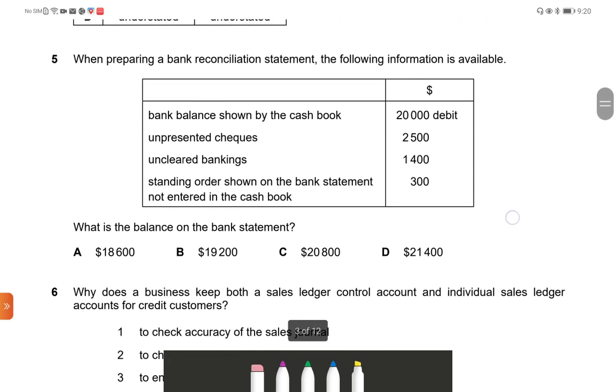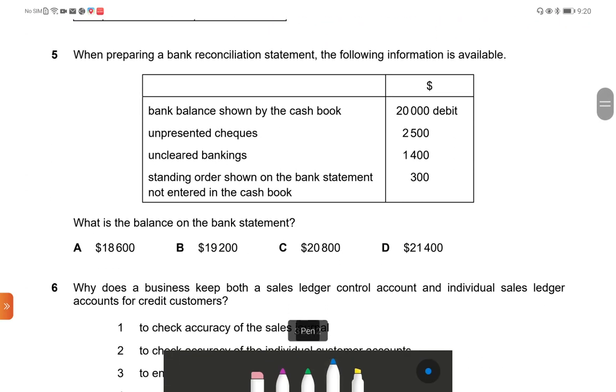Question number 5. When preparing a bank reconciliation statement, the following information is available: bank balance, unpresented check, uncleared banking, standing order. What is the balance on the bank statement? They are asking for the balance on the bank statement.